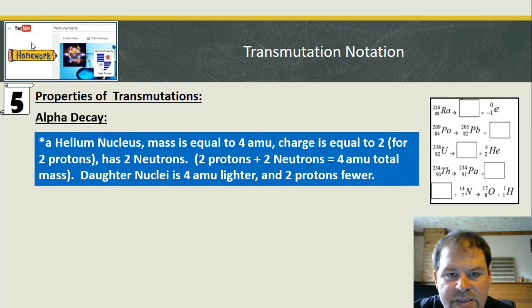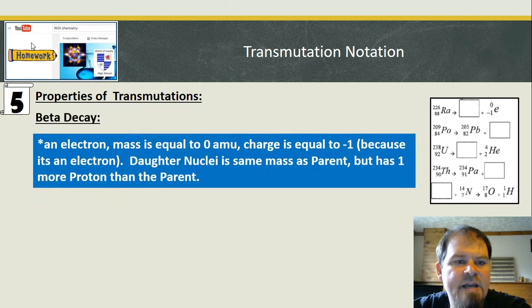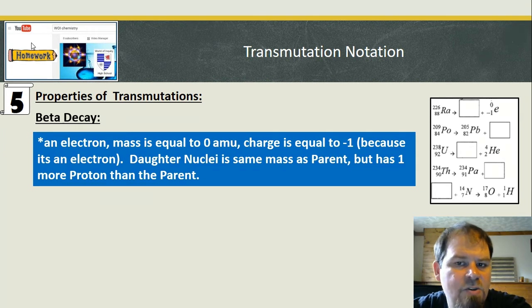And then that other piece has to do with what's going to happen on the other side. It's like a little clip of some of the transmutation equations we're going to need to be able to balance, and I'll show you how to do those in just a second. Beta decay, again, is an electron, so it's got no mass total, but it has a charge of -1. There we go with that -1 in chemistry again. So this is going to come back into play.